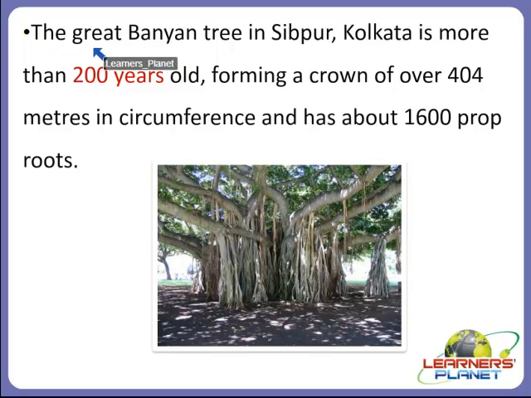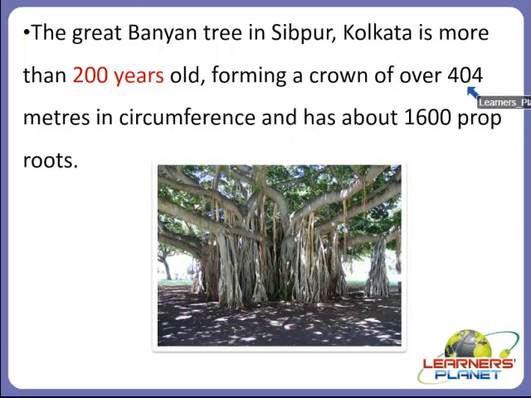There is one tree, a great banyan tree in Sitpur, Kolkata, which is more than 200 years old and is forming a crown of over 404 meters in circumference. How amazing it is, and it has about 1600 prop roots. No other tree has so many prop roots. So this is a very amazing thing about the banyan tree.